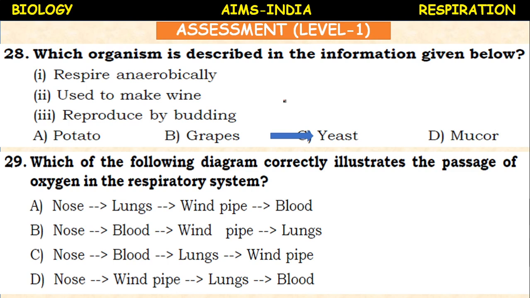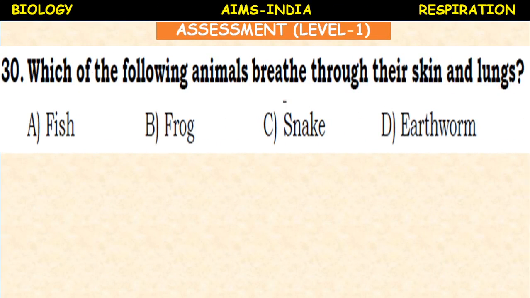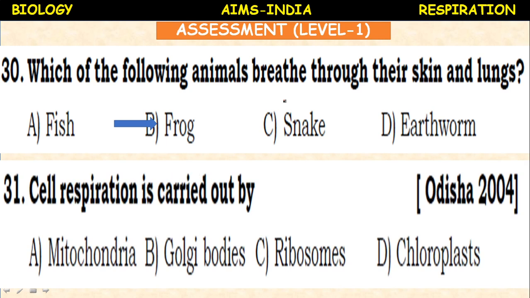Which of the following diagrams correctly illustrates the passage of oxygen in the respiratory system? Just now we have discussed. What is that? Nose, windpipe or trachea, lungs, blood. Exchange of gases takes place in the alveolus, in the blood capillaries, blood. Which of the following animals breathe through their skin and lungs? So already completed. Frog.